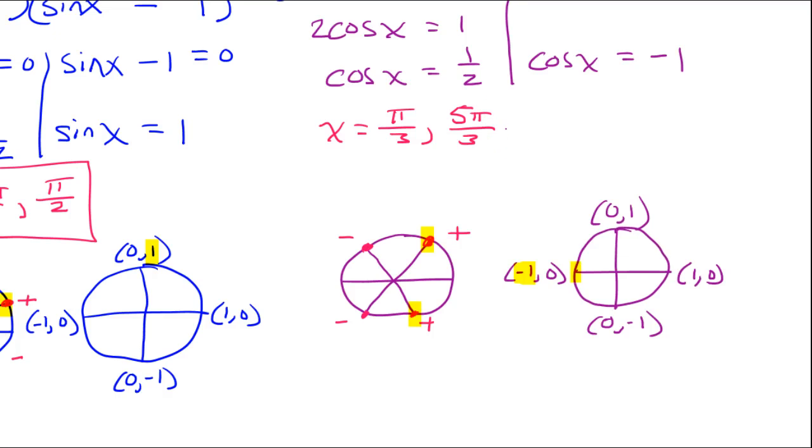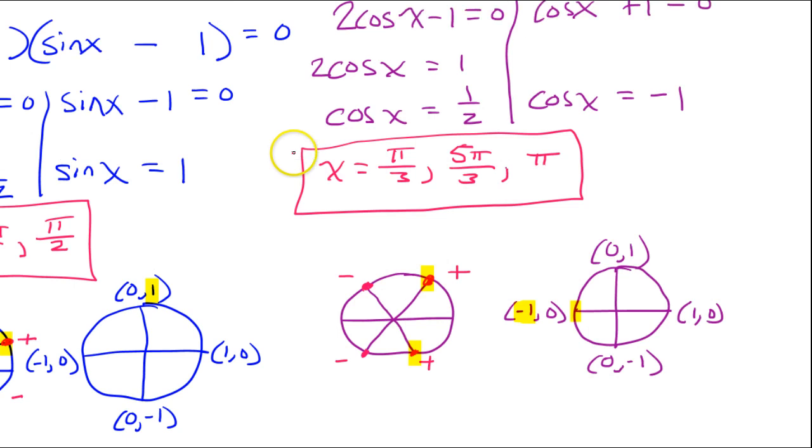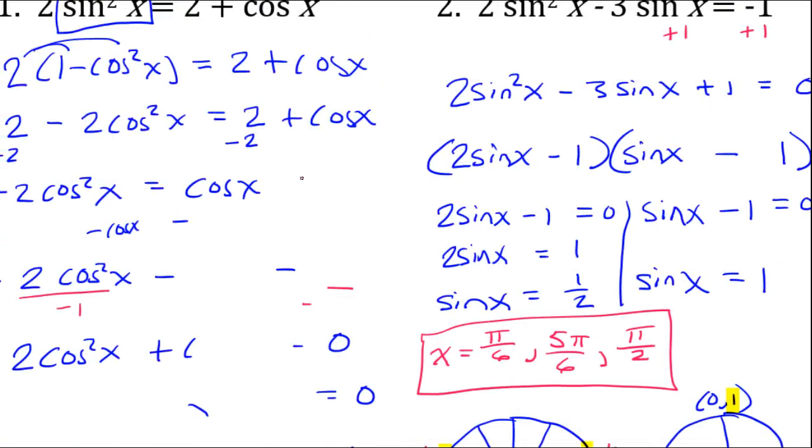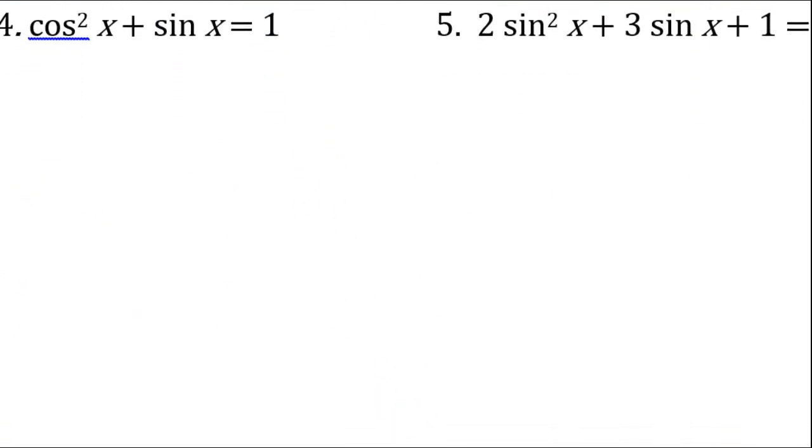So in addition to the list I've already got, I'm going to add pi, because that's what this angle is, just simply pi. So these are the three solutions to this equation. Okay, so that was problem number 3. Let's go ahead and do problem number 4.